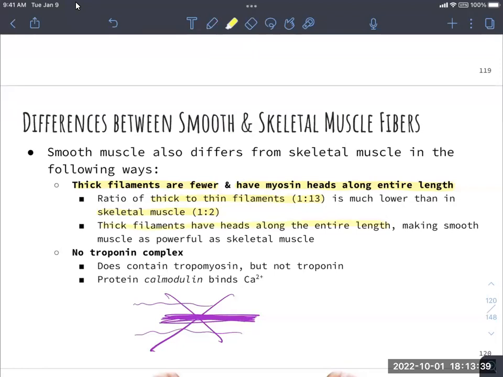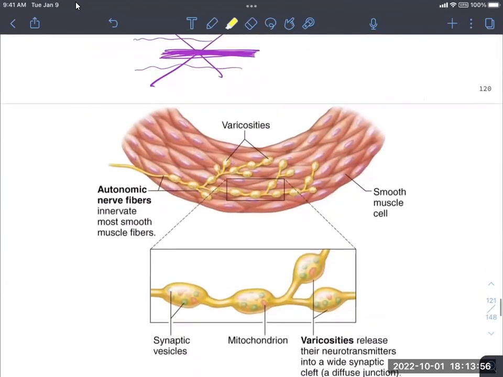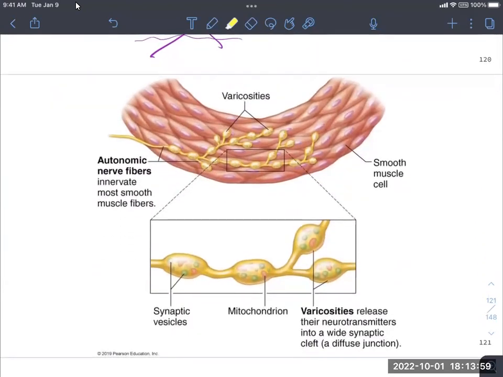They do not have that troponin complex. They do have tropomyosin, but they have calmodulin that binds calcium. Smooth muscle has calmodulin that binds calcium. So here are these varicosities. These are the nerves from the autonomic nervous system. Each one of these little heads here is going to attach to a different muscle cell. So they're going to tell these muscle cells to all contract together.